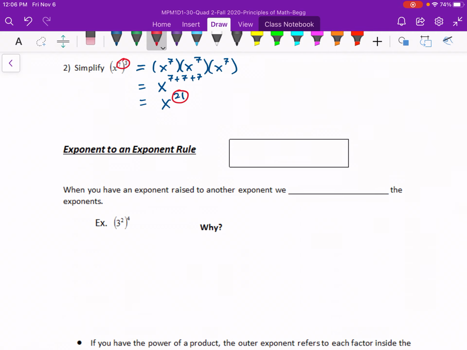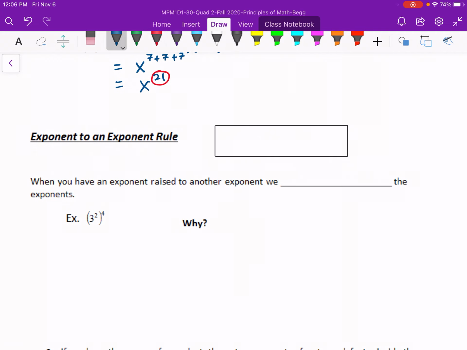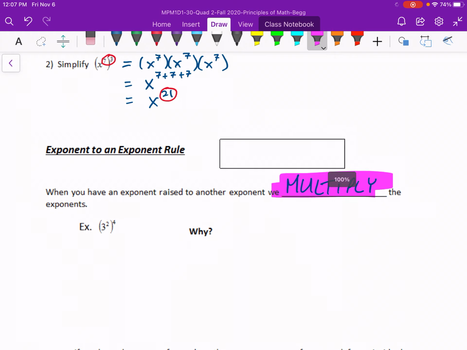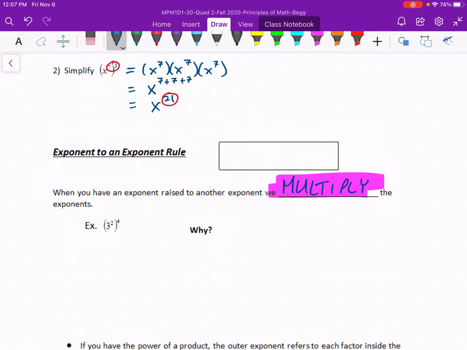When you have an exponent raised to another exponent, we multiply the exponents. So if you predicted that, way to go, you're right. We can write that as a rule. If we have the base a, and we got this exponent m, but we raise the whole thing to another exponent n, then that's equal to a to the m times n.